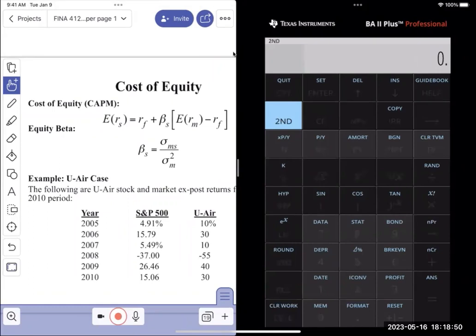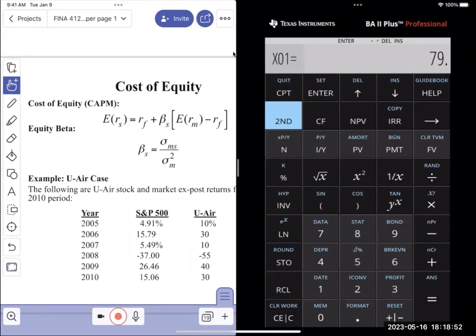We go into second data and we see something, so we have to clear the worksheet. And then start entering as decimals. Remember that S&P 500 must be the X, and UAIR is the Y, to do this.